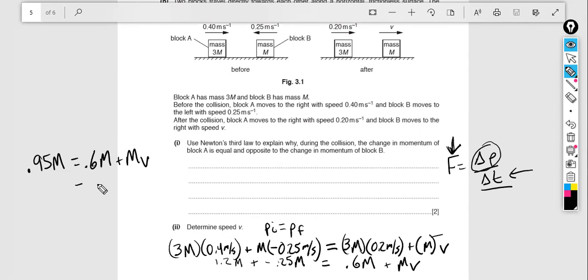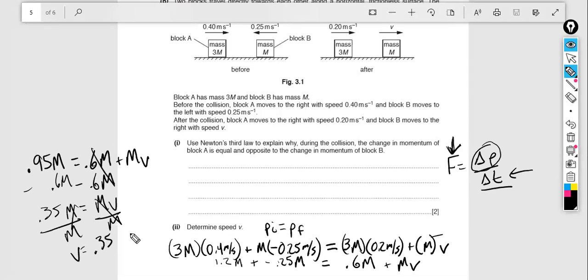Next, subtract 0.6 m from both sides. Gets rid of it over there. So 0.95 m minus 0.6 m gives me 0.35 m equals mv. Divide each side by m, right? Because I'm solving for v, and that gets rid of that. Okay, and so v is just 0.35 meters per second.